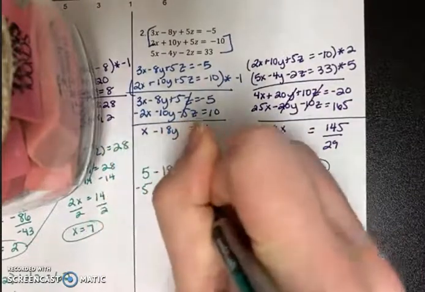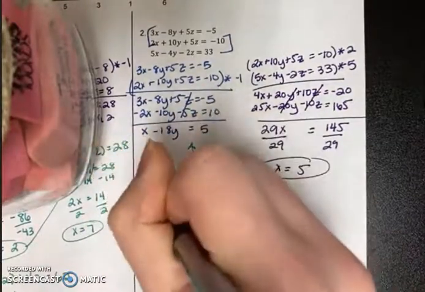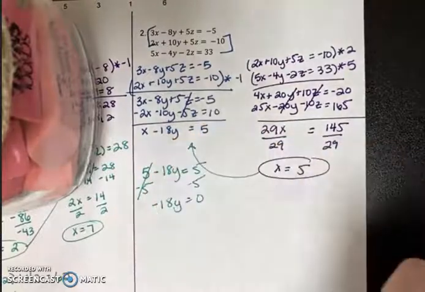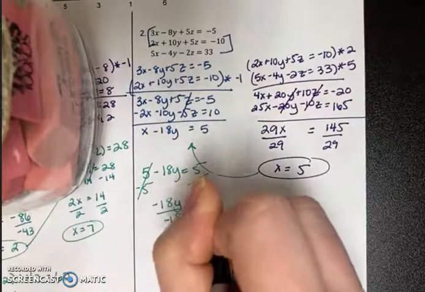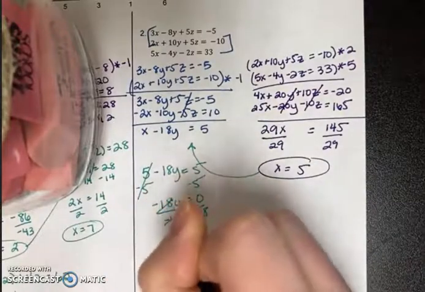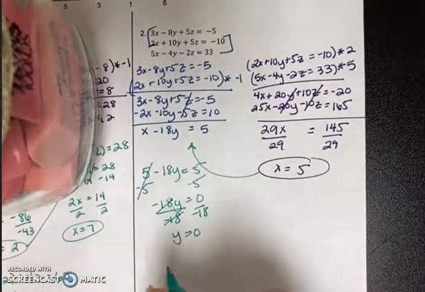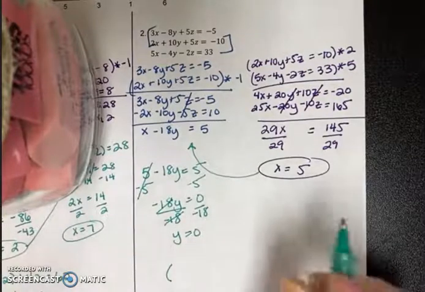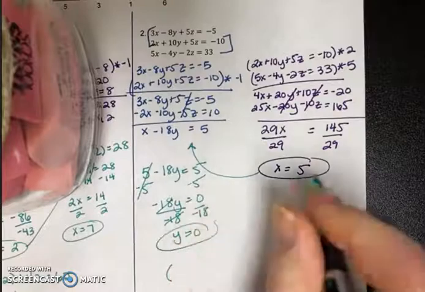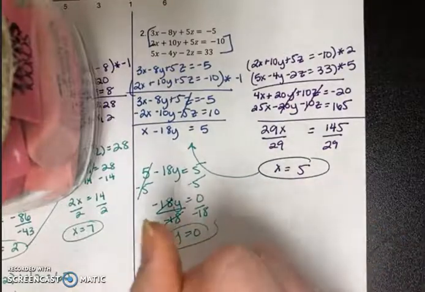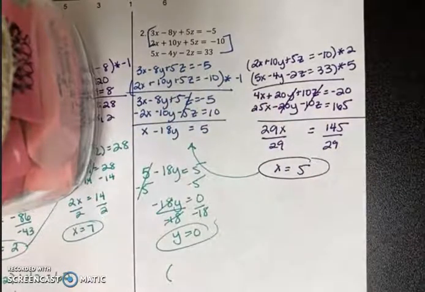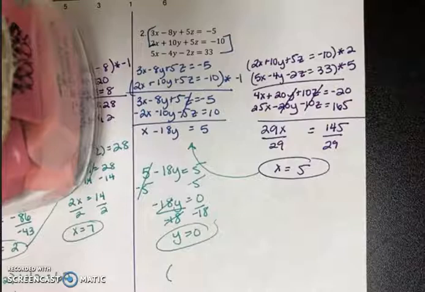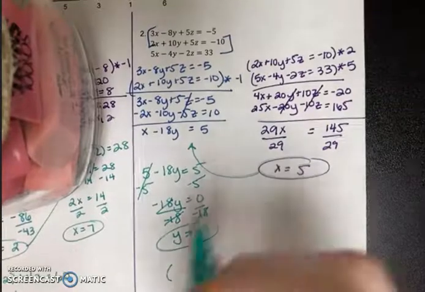Subtract 5 from each side. That gives me negative 18y equals 0. Divide each side by negative 18 to get y by itself. y equals 0. So my final answer, in order to write that, I need to get z now. So I have 1, 2. For z, we're going to have to plug into one of our original equations. Doesn't matter which one you want to do. I'm going to go ahead and plug it into the first equation just because it kind of looks easier.